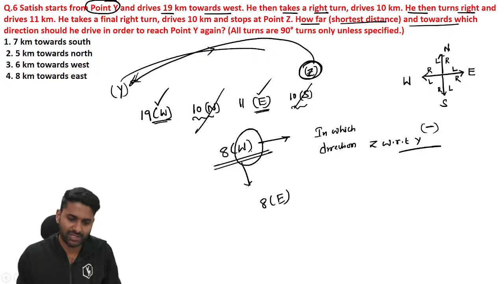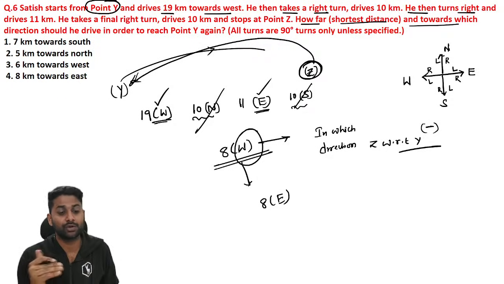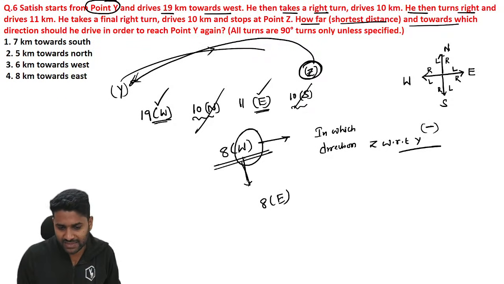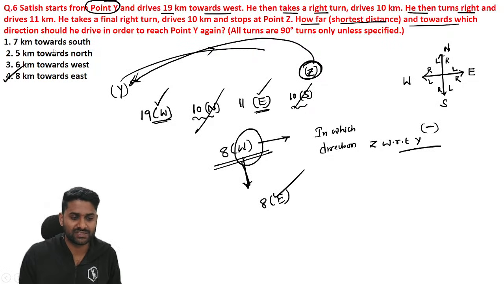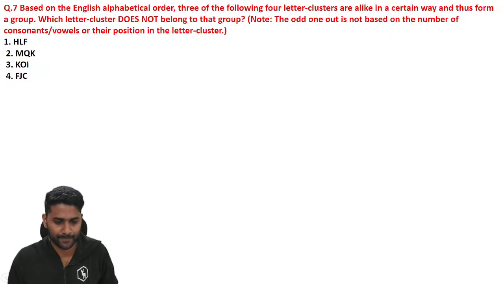But here my question is, in which direction does he need to travel to reach Y? That's why the answer is the opposite of east. The opposite of east is, sorry, west is east. So the answer is 8 kilometers towards east.